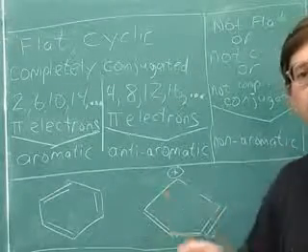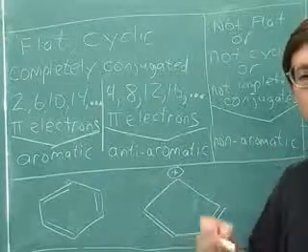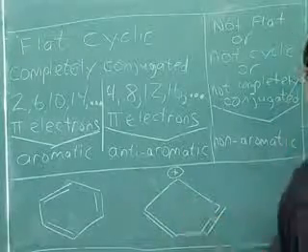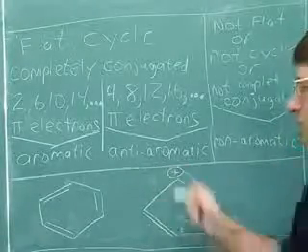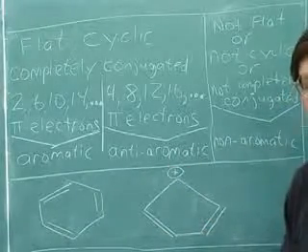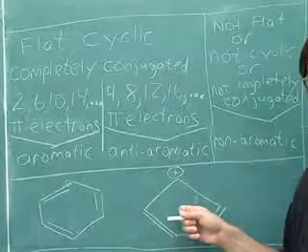We need to use our new definition of completely conjugated. Completely conjugated means side-to-side overlap of p orbitals at every atom in the ring. Since these are all sp2, they all have p orbitals, and we can have that side-to-side overlap of p orbitals at every atom in the ring. So yes, this is completely conjugated.